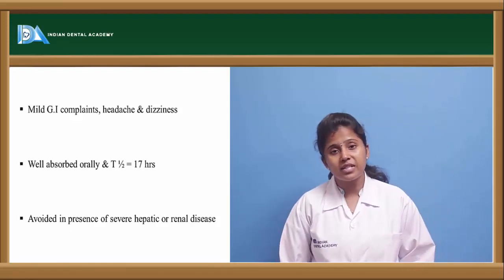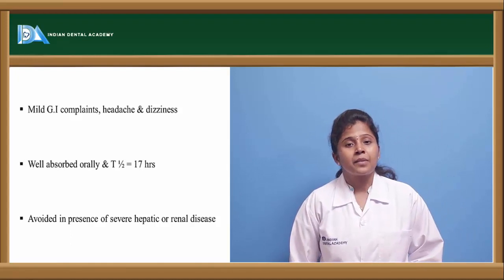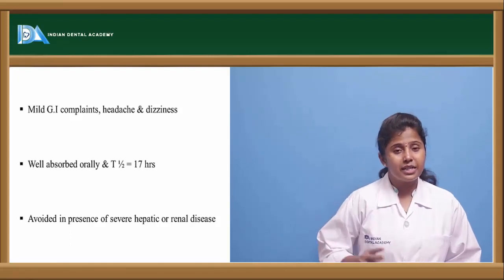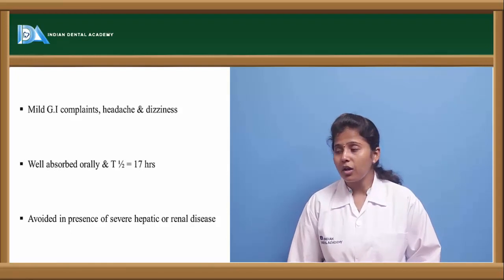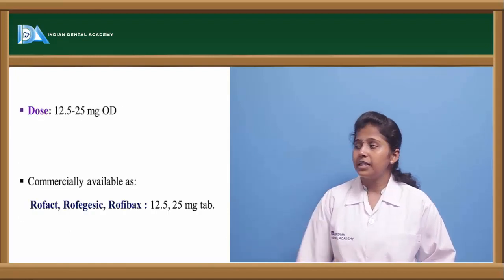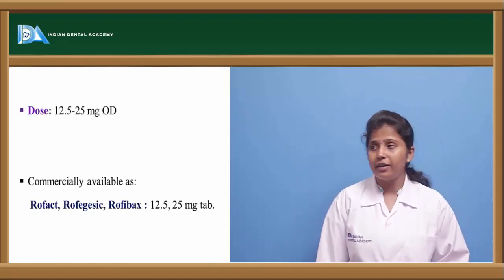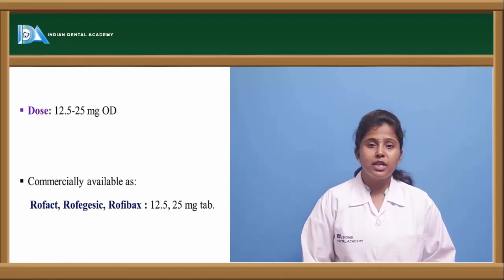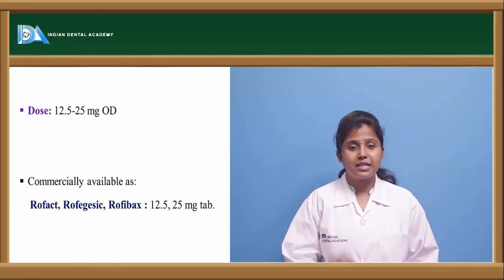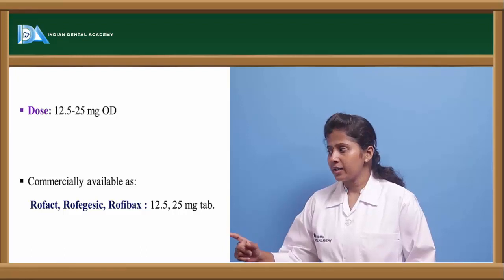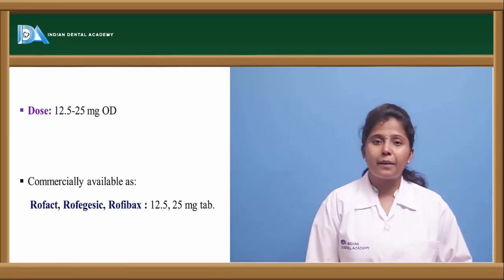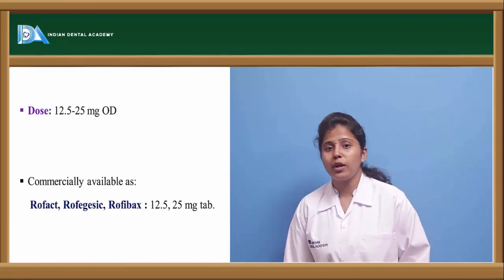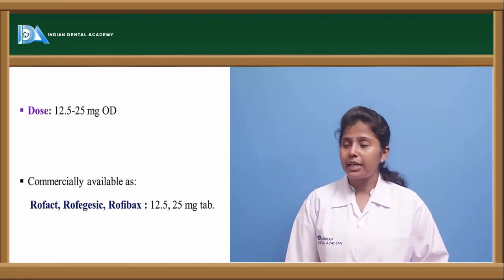If a person is suffering from renal or hepatic failure, if there is any failure of the kidney as well as the liver, this Rofecoxib is not preferred. It is given in the dose of 12.5 to 25 mg once a day. OD is nothing but once a day, and it is commercially available as Rofact, Rofegassic, Rofebax in the dose of 12.5 to 25 mg tablets.